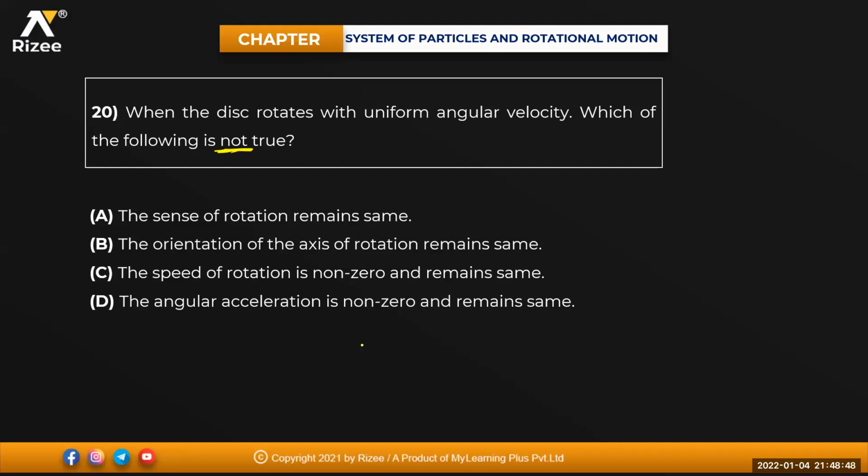See, since the disk is rotating with uniform angular velocity, so its angular acceleration must be equal to how much beta? 0, because alpha is equals to d omega divided by dt na beta. If omega is constant, differentiation of any constant must be equal to how much for me? 0. So angular acceleration is non-zero is telling here. So this is wrong. So this option must be correct, right? Which is not true is telling.